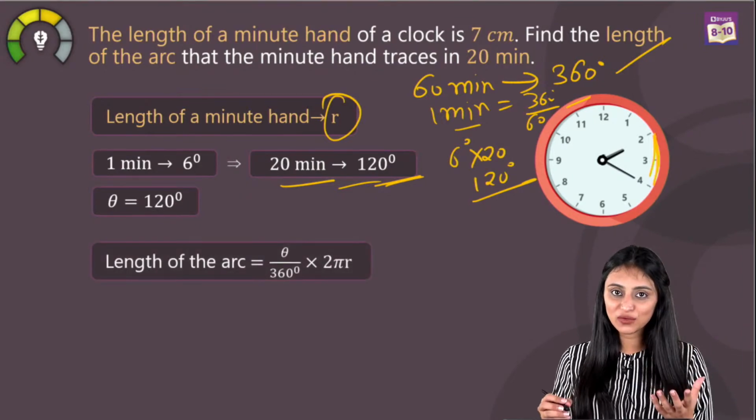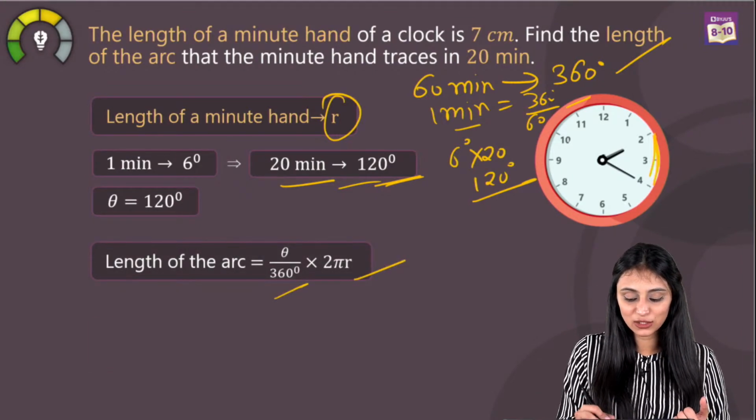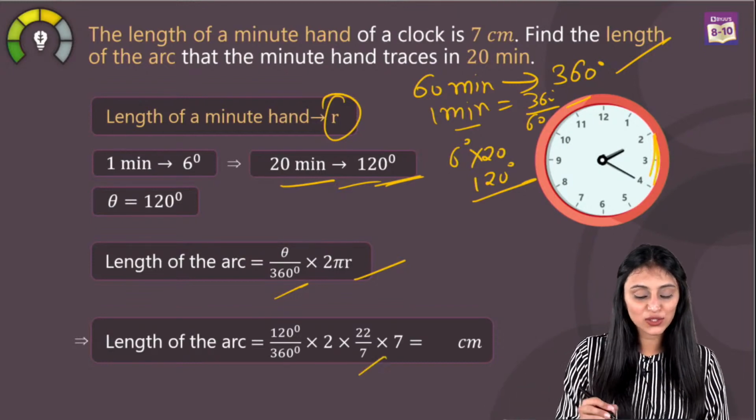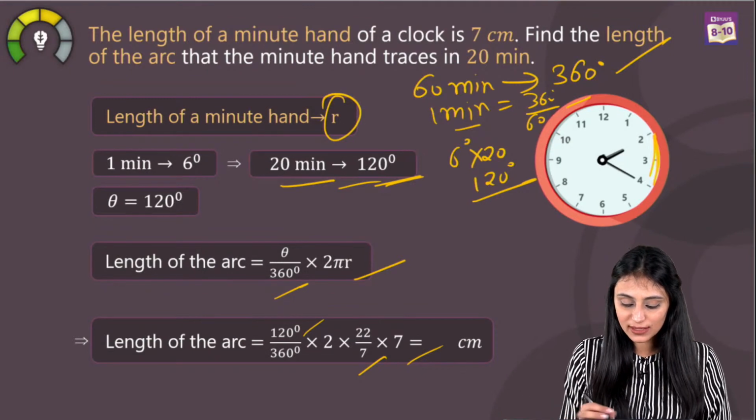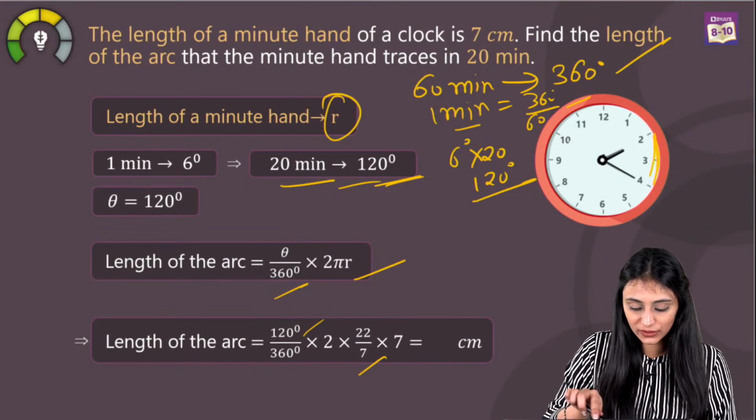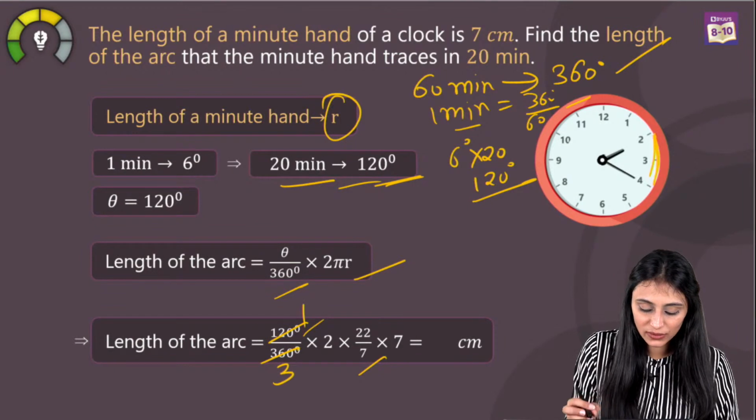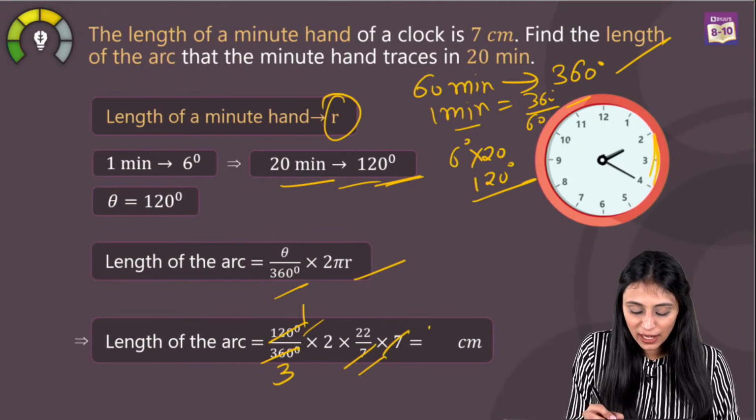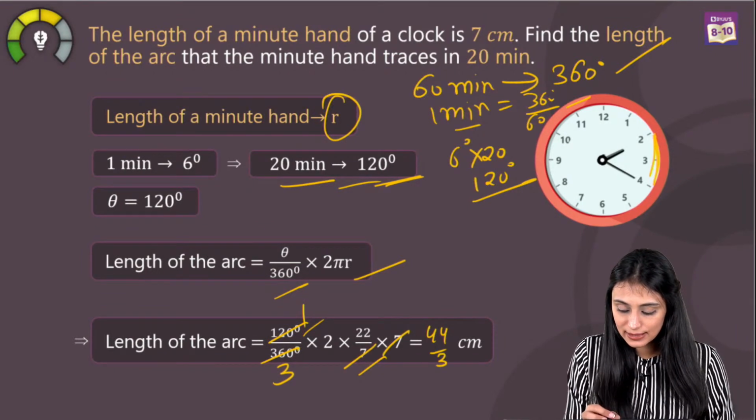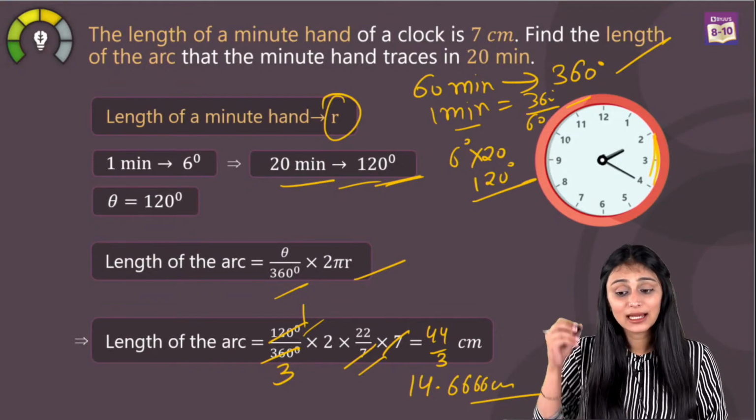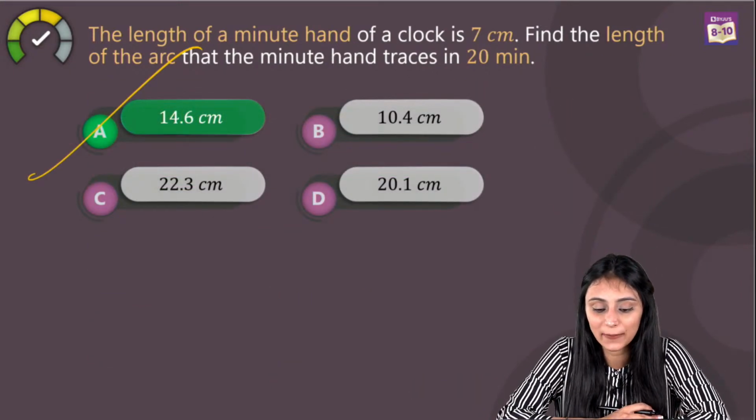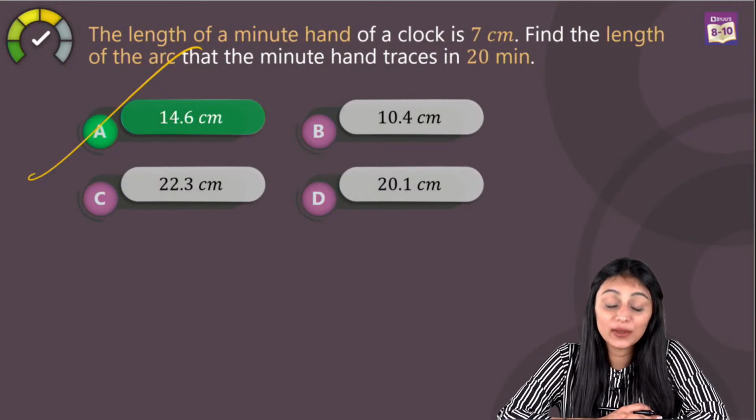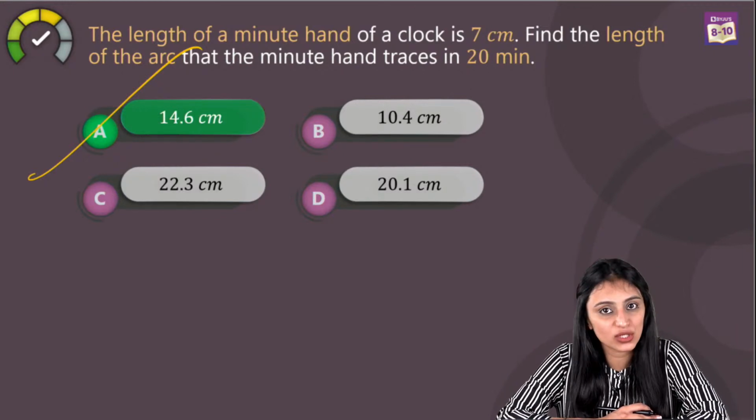Now to find the length of the arc, it's theta by 360 into 2 pi r. Just put the values: pi is 22 by 7, theta is 120, r is 7. Once you simplify this, you get 44 by 3, because 1 by 3 remains and the 7s cancel. 44 by 3 is the answer, and in decimals it's 14.6666 centimeters. That means the answer is 14.6 centimeters, that's option A. We have to convert it in centimeters because the options are in centimeters.